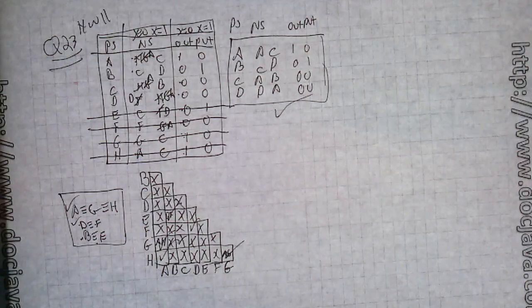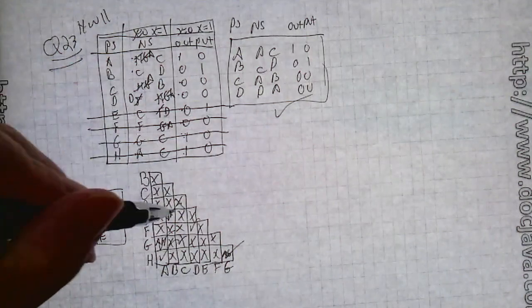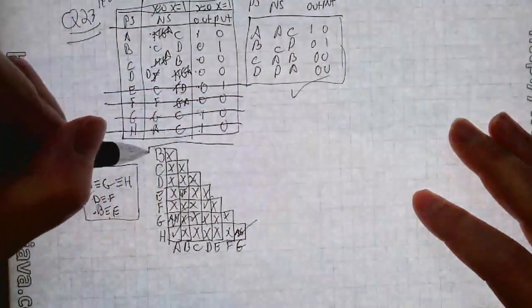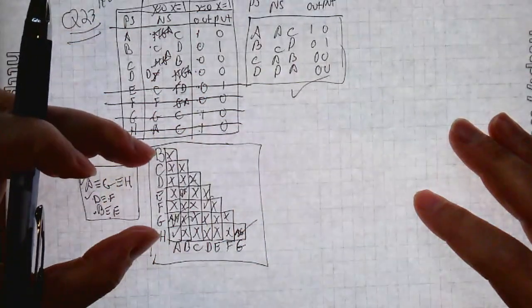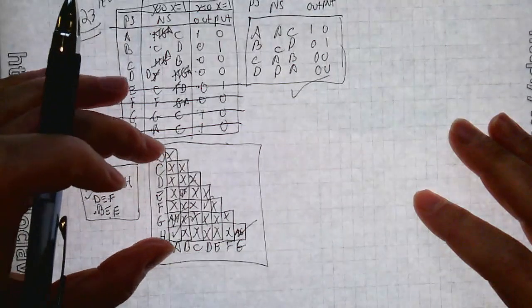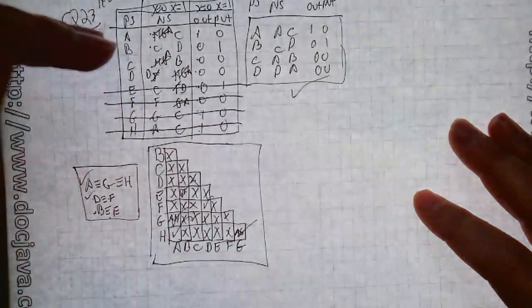Question 27. Is row minimization worth trying before using the implicant table? The answer is yes. It's always worth giving it a try. If it can make something like this, the implicant table, a little bit easier to deal with by reducing its size, that's worthwhile. So do your row minimization first. If that doesn't work, then you go and make your table.